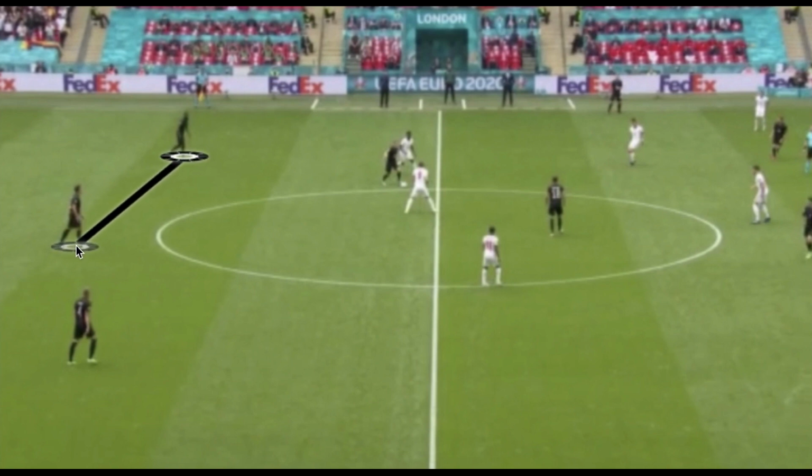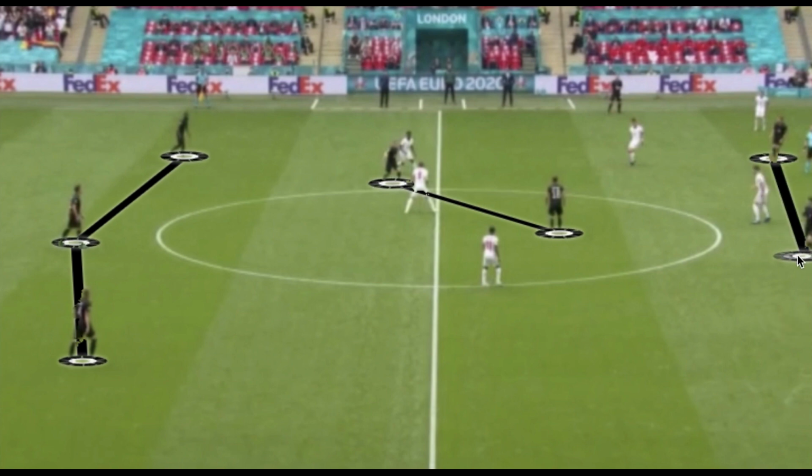So Germany went with a back three in both the defensive and offensive phases of the game. Their double pivot was between Goretzka and Toni Kroos. And then from here, they went with a narrow front three of Thomas Muller, Kai Havertz, and Timo Werner, with Timo Werner stretching the England back line to threaten in behind.